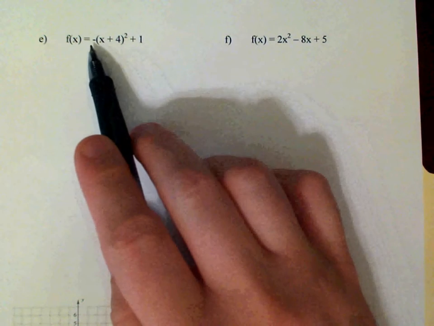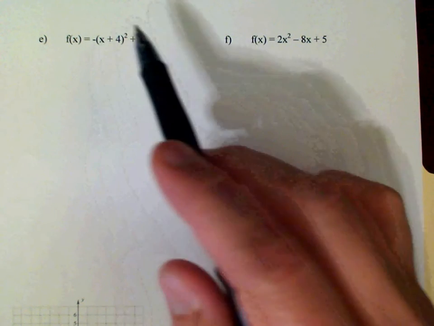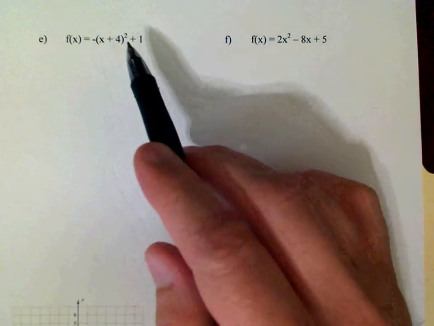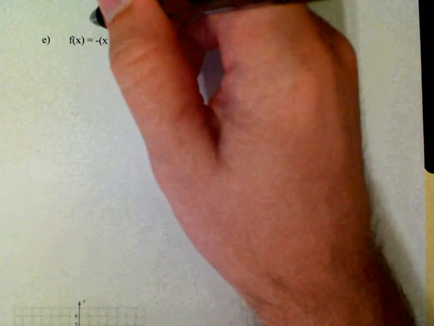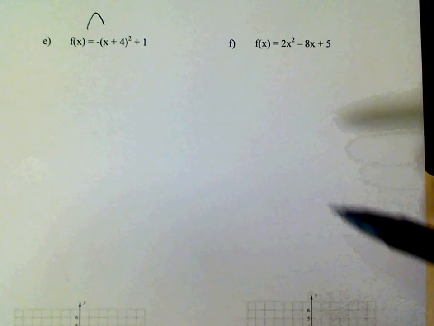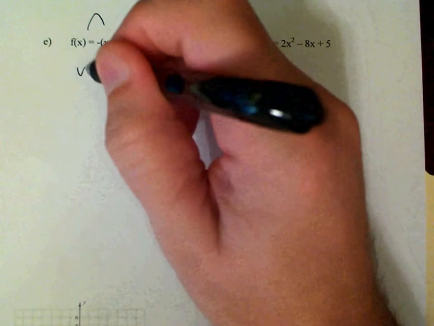You'll notice there's a negative sign in front. As soon as you see that, the x squared term is negative, that means that the graph is going to be an upside down U. Just keep that in mind. So start with the vertex.